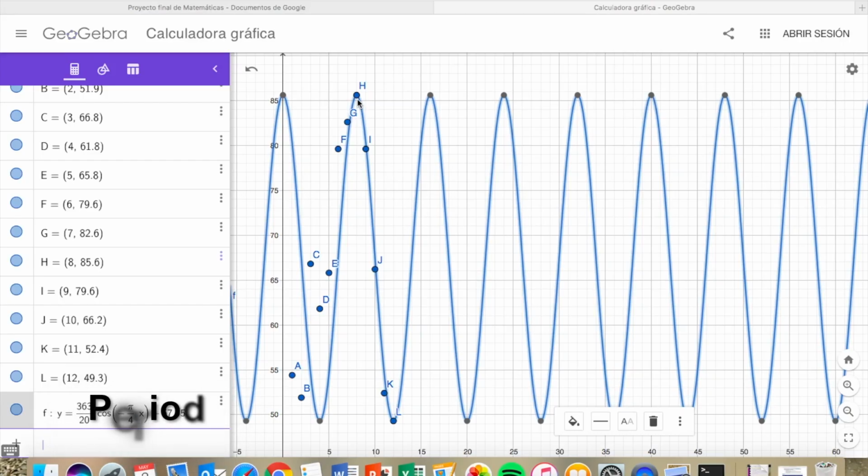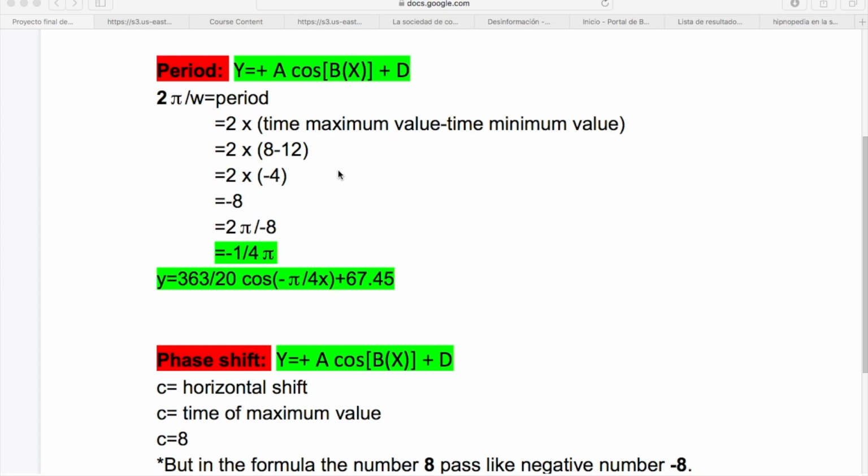I'm going to show you how to get the period and the phase shift. We know that the period goes from one peak to the next peak. For the period, we need to subtract the time maximum value minus the time minimum value, and then divide 2π over the result of the subtraction, multiplied by 2. And this is going to be our final result that is going to be in our formula.